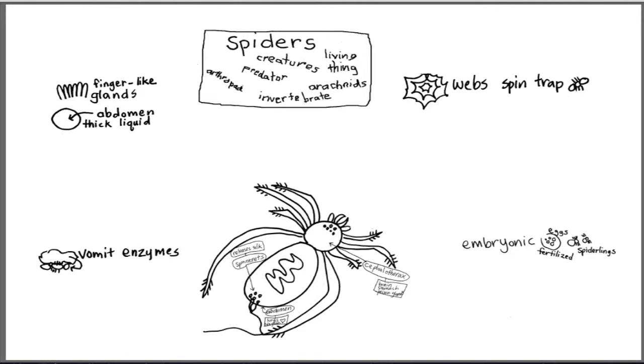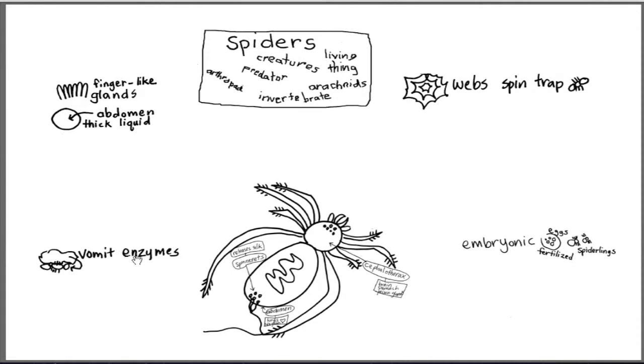As you can see, we had some students talk about how there are finger-like glands on the spider, that their abdomen has a thick liquid inside. Those two went together, so I wrote those up on our brainstorm together. Then over here, someone was talking about, remember when they were eating that insect, that they would vomit on it and the enzymes would cover the insect and start making it dissolve so that they could eat it? Oh, well, that doesn't go over here with these two ideas. I'm going to put that in another area.